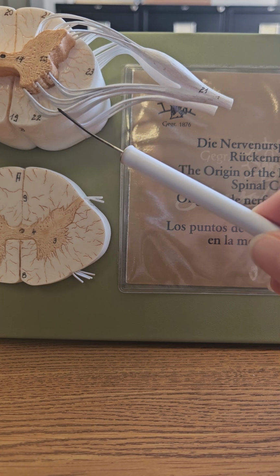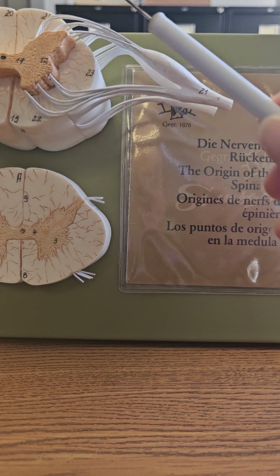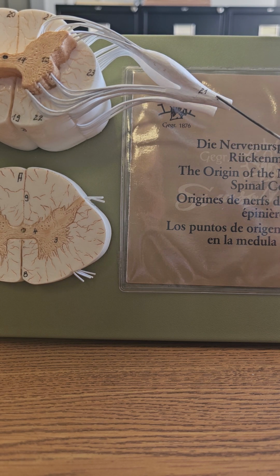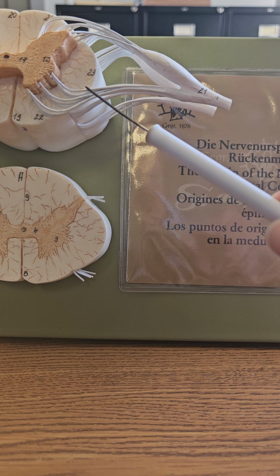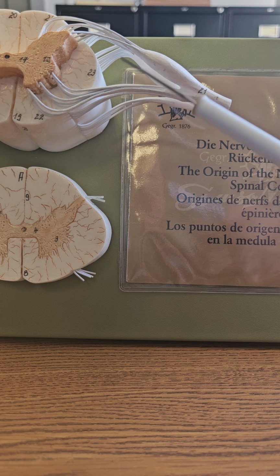Because the ventral roots carry motor information and the dorsal roots carry sensory information, and since they both come together to form the spinal nerve, that is why spinal nerves are mixed nerves, because they have both motor and sensory information.